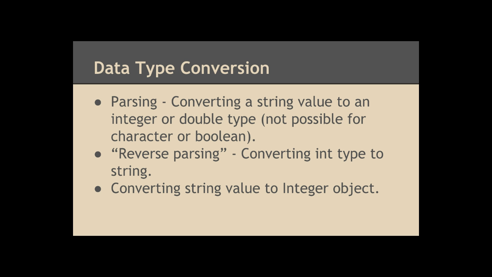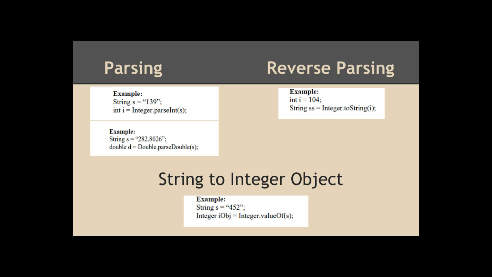But you wouldn't be able to do math with a string. You can convert it into an integer or a double depending on what it is. And then reverse parsing is doing the exact opposite thing, converting int or double into a string. And then you convert a string value into an integer object. You can go straight to the wrapper class without coming through a primitive data type, which is much more convenient if you need to do that.